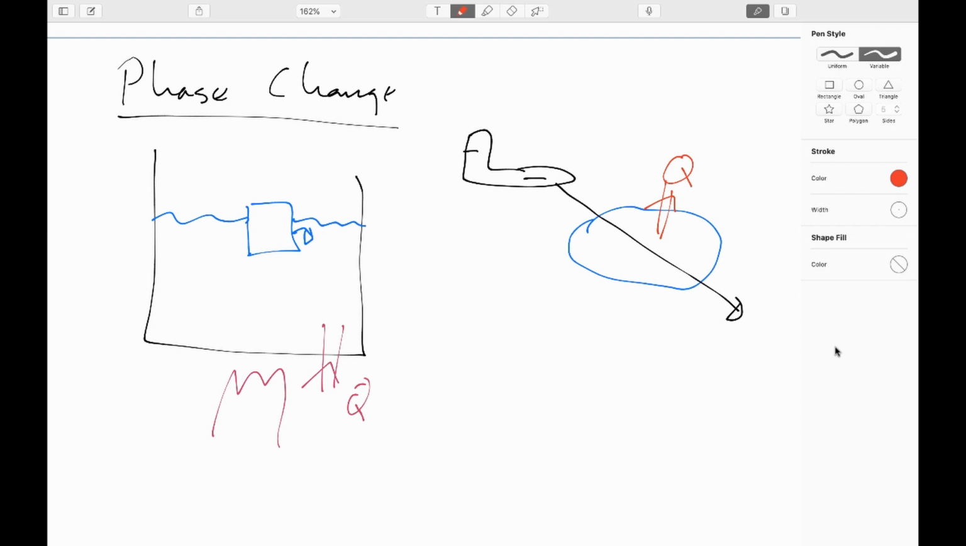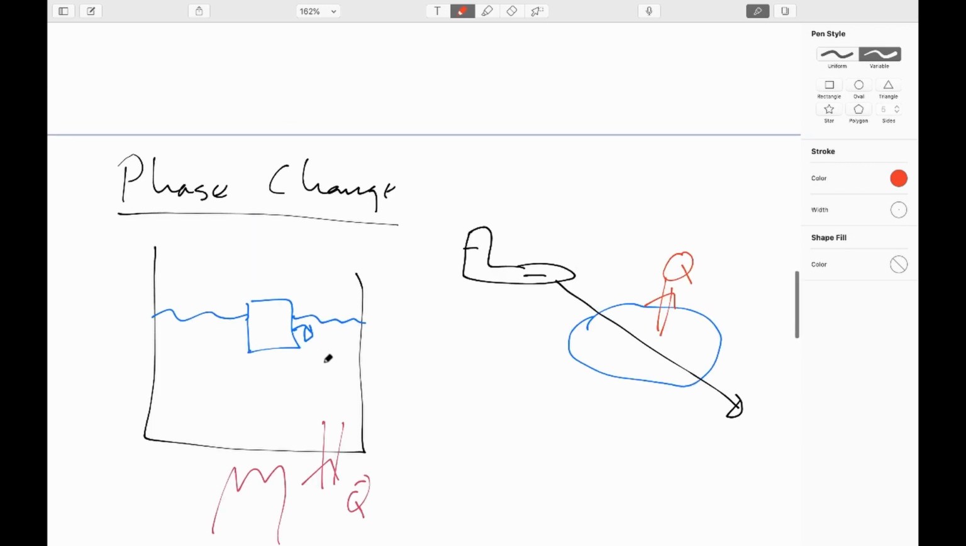So we're going to have a heat transfer in or a heat transfer out. In either case, the temperature isn't changing because we're not changing the average kinetic energy of the molecule, but we are either breaking bonds in the case of melting the ice cube or forming bonds in the case of condensing the water droplets.